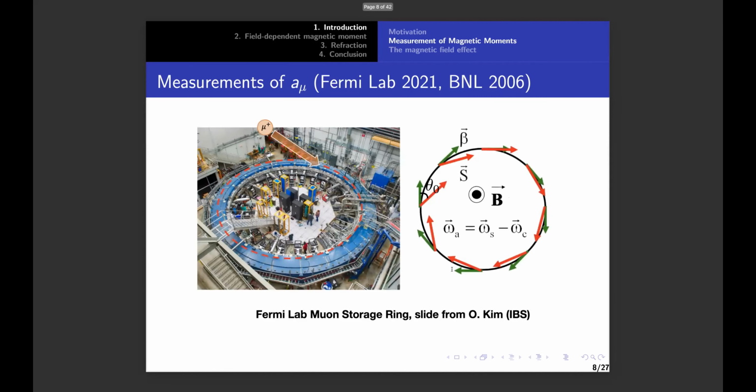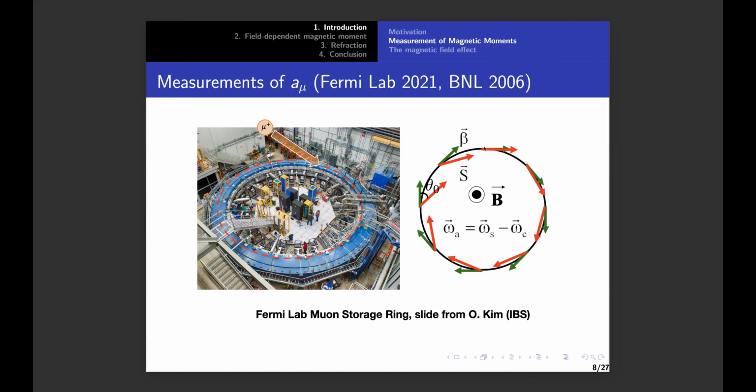So this is the muon storage ring at Fermilab. This slide is given to me courtesy of Dr. Onkim at IBS, who is a member of the Fermilab muon collaboration. This muon storage ring is the same one used at BNL. They exported this to Fermilab, but they improved the B field and the flux of muons. Here is the incoming muon, highly polarized, and it circulates in this storage ring, which is roughly 15 meters in diameter.